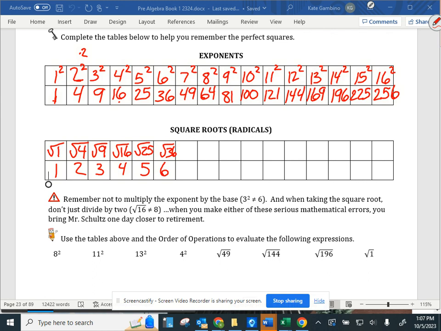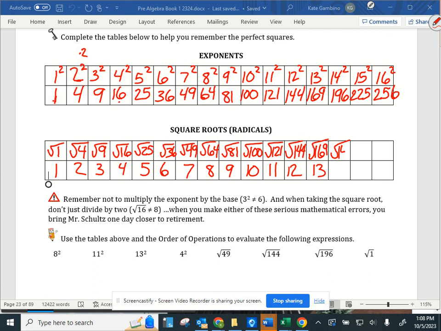All I'm doing is going backwards. I'm taking the bottom number, finding the square root, and it's the top number that I had squared. So I am just filling in. Square root of 49 would be 7, because 7 times 7 is 49. Square root of 64 is 8. Square root of 81 is 9. Square root of 100 is 10. Square root of 121 is 11. Square root of 144 is 12. Square root of 169 is 13.